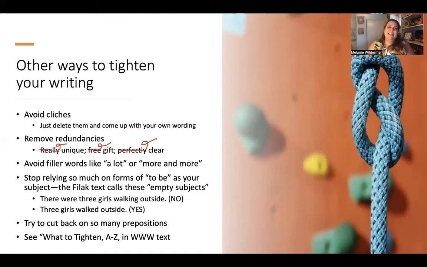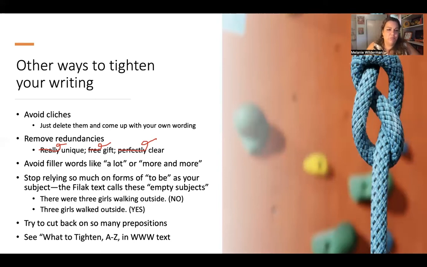All right. Aside from removing redundancies and avoiding cliches, we want you to get rid of filler words. Words like a lot, phrases like more and more. They don't add anything to your writing. A lot of times they're just used to boost word count or to try to emphasize something, when really stronger word choices would be better to emphasize.